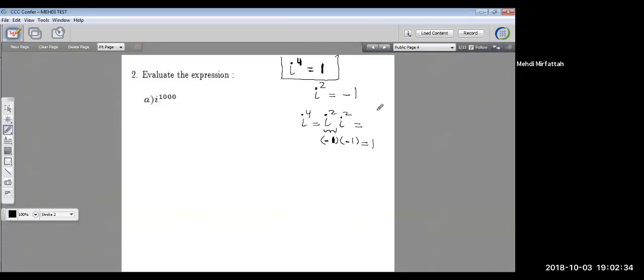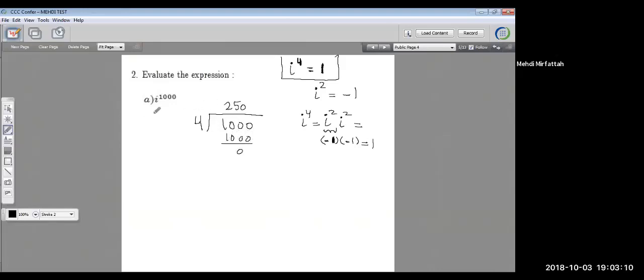Now we're going to use that information to find i to the power of any higher number. So if I want to find i to the power of 1,000, if I divide 4 into 1,000, then I would know how many i to the power of 4 I have within 1,000. So what you need to do is divide 4 into 1,000. If I divide 4 into 1,000, what do I get? 250. What would be the remainder?